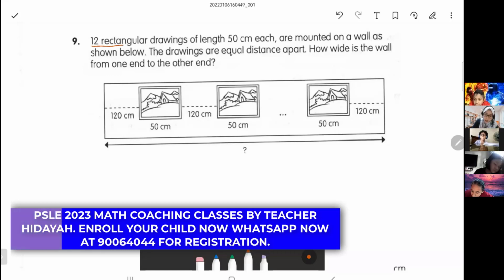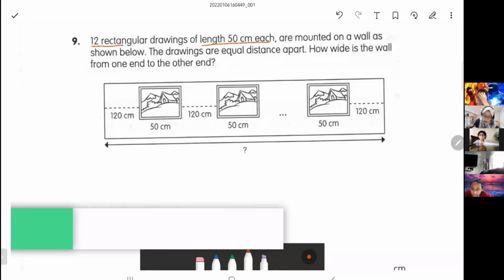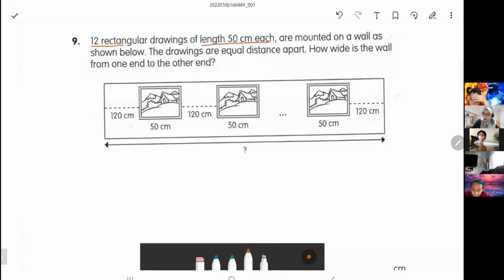12 rectangular drawings of length 50 cm each are mounted on a wall as shown below. So they are all the same drawings, all right? And mounted means I put onto the wall. And then what happened? The drawings are equal distance apart. Can you see? They are put at distances of 120, all equal distance apart.